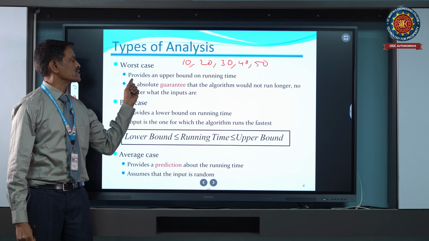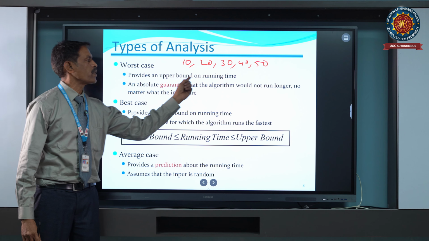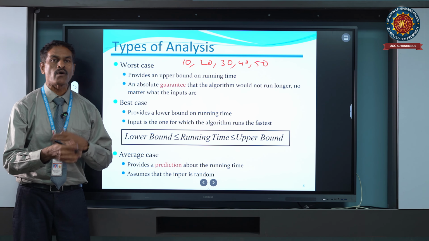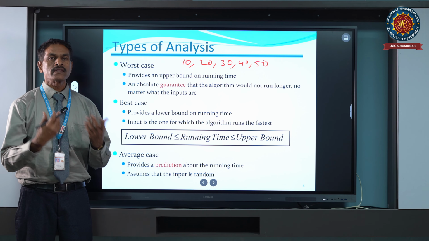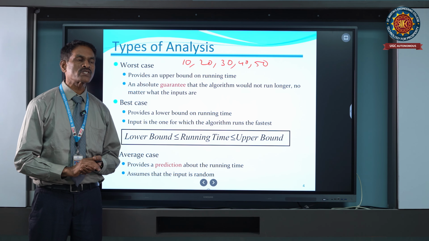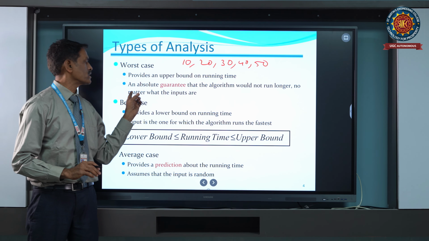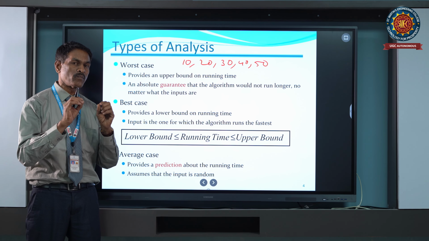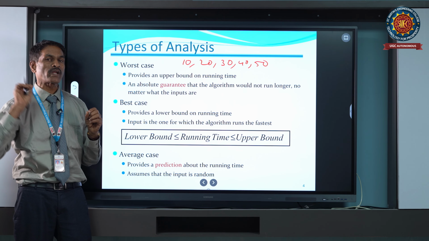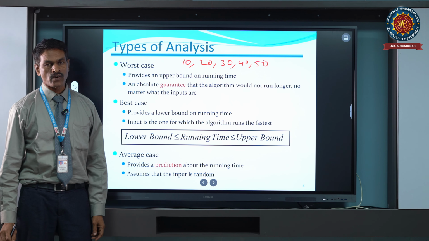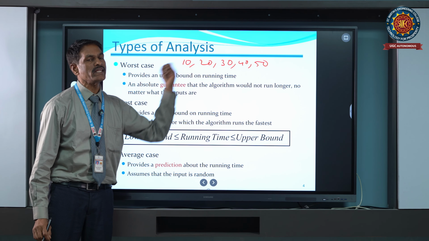The worst case is based on the upper bound, the maximum running time. So the worst case is a guarantee that the algorithm will not run longer, but it depends on the inputs, how many inputs there are, n. That is the mechanism for the worst case. For the example, I am taking linear search.